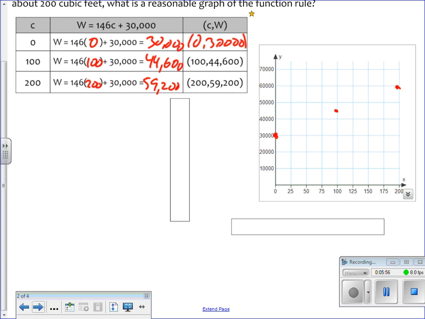Now the question is, is this continuous or not? Is it possible to have 25 cubic feet? Is it possible to have 32.5 cubic feet? Yes, this is not discrete, so we can connect it all up. That is the maximum. This one does not go on forever because I cannot have more than 200, nor can I have less than 0.